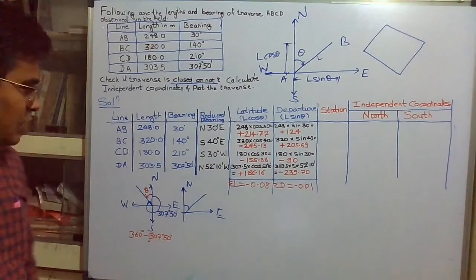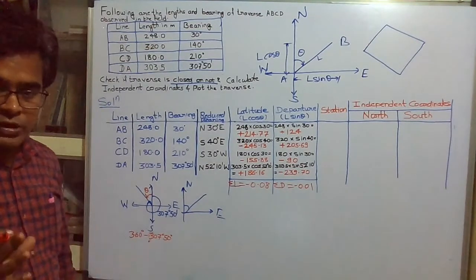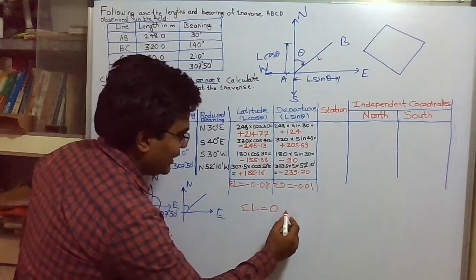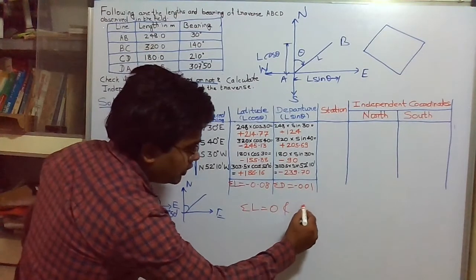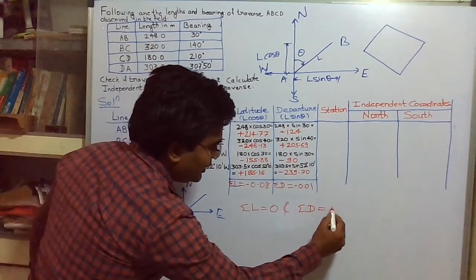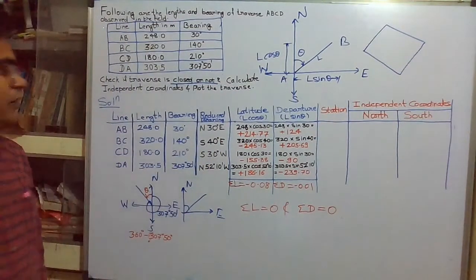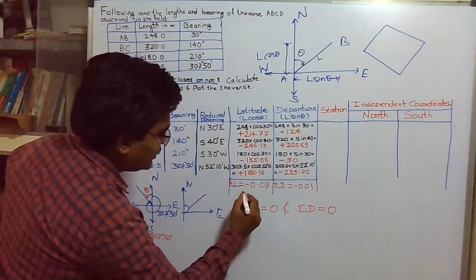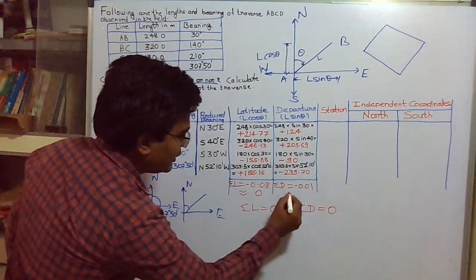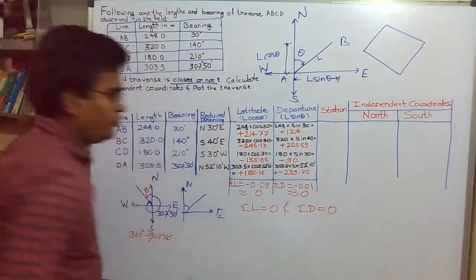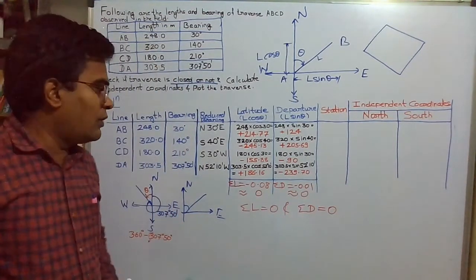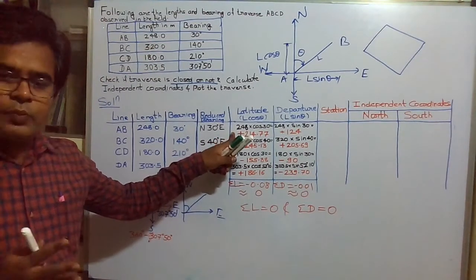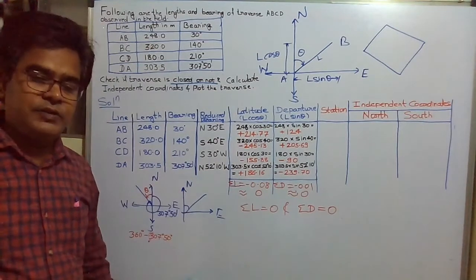What is the condition I have told you for the closed traverse? That is, summation of latitude should be 0 and summation of departure should be 0. Is it 0? No, it is just near to 0. So we can consider it as nearly equal to 0. Okay, means our traverse is closed. Compared to this length of 214 meter, this 0.08 meter is negligible.